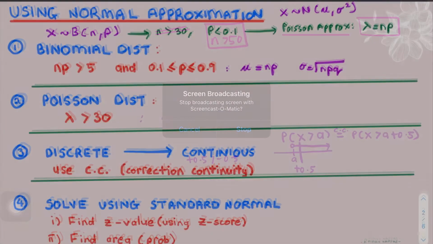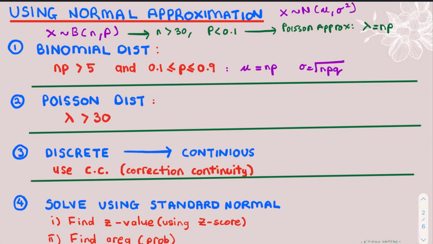Okay? Now, the second one, let's look at when you have a Poisson distribution and your lambda is greater than 30, then you can use the normal approximation with your mean mu equal to lambda, and your sigma, which is the standard deviation, would be the square root of lambda. So those are the conditions for the binomial and Poisson when you want to use the normal approximation.